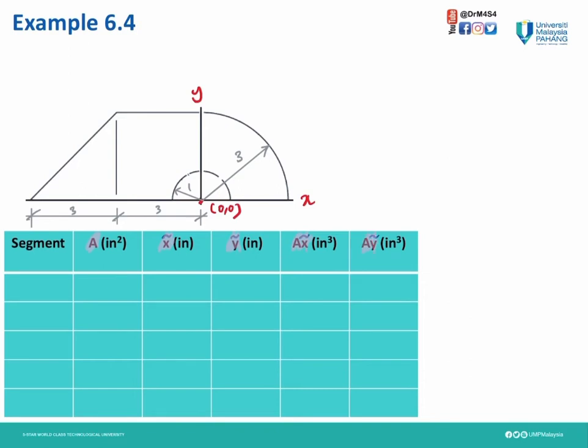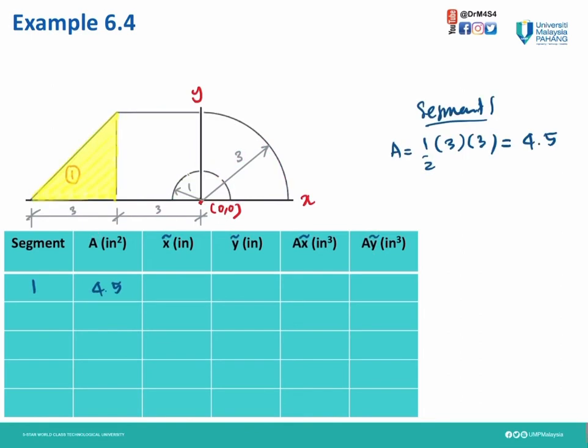For this one, the unit is inch. With the measurements we can see here, 3 inch, 3 inch, 1 inch, and 3 inch for the radius. As we can see here, we have a combination of basic shapes, which are a triangle, a rectangle, a quarter circle, and a semicircle.